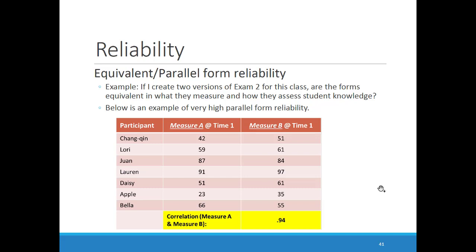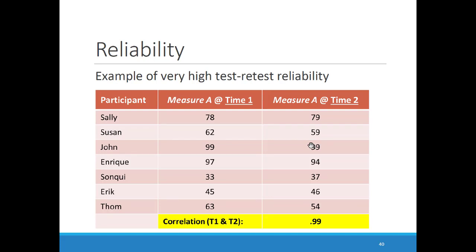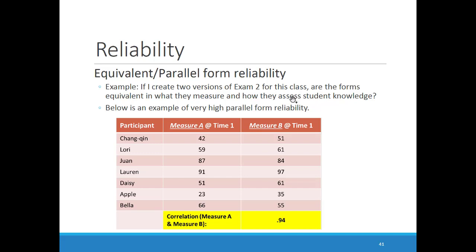Here's an example of very high parallel form reliability. You'll notice here that, again, we have participants in the left-hand column, and we have 2 columns of scores, but the difference here is that you have measure A at time 1 and measure B at time 1. So it's maybe the same time frame, but you're comparing measures. Whereas with test-retest reliability, you're looking at the times. The times are changing. So for equivalent or parallel form, the measures are changing and you're comparing those measures.